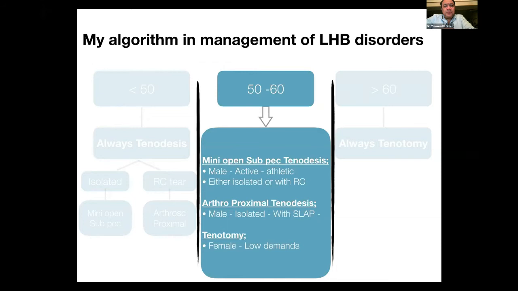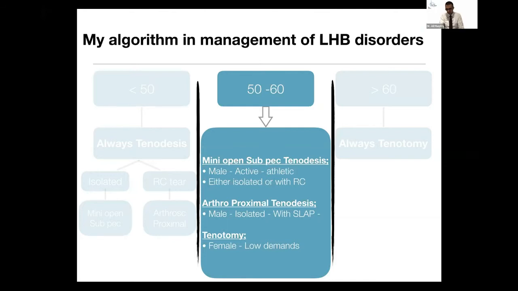Tenodesis, I prefer to do it in the groove with a screw, not onlay. But sometimes with athletes with spontaneous rupture during training, the tendon is slipped into the arm. So I usually do a subpectoral tenodesis in such cases, but maybe 4 to 5% of the tenodesis cases.